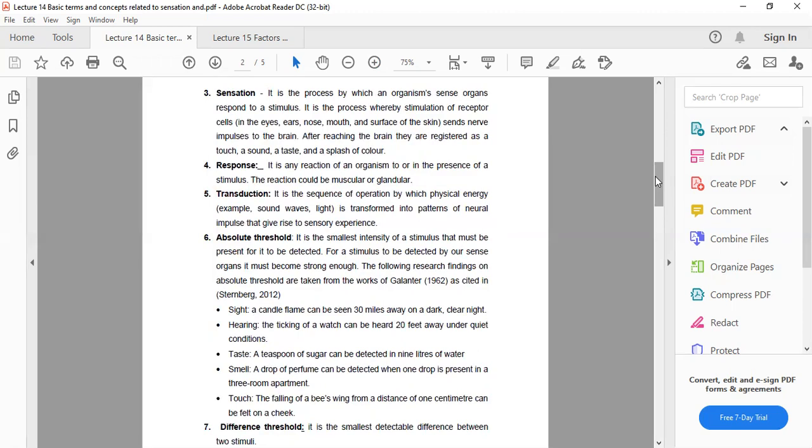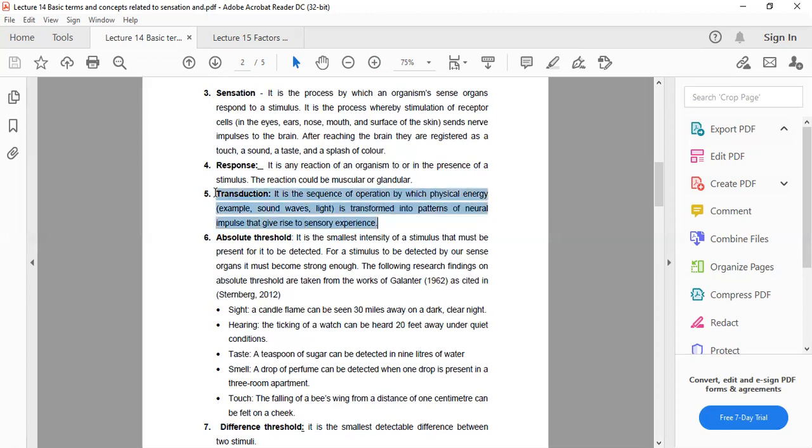So sensation, our sense organs which are written here, the eyes, nose, mouth, surface of the skin, and so on. That's sensation, isn't it? That process where an organism stimulates the sense organs in a way for the response. Now looking at that response, it is any action of an organism to or in the presence of a stimulus. So the reaction could be muscular or glandular. If somebody slaps you or if you hear a loud noise, your response is what? Reducing the noise or you get out of the room.